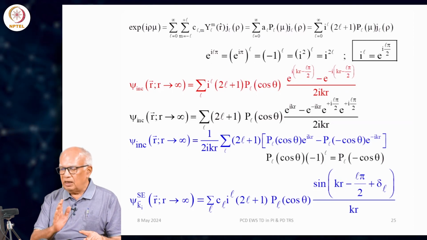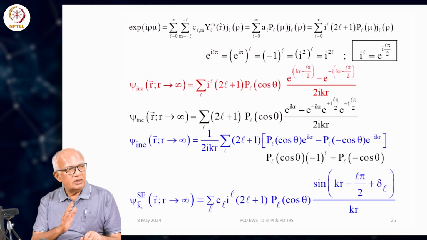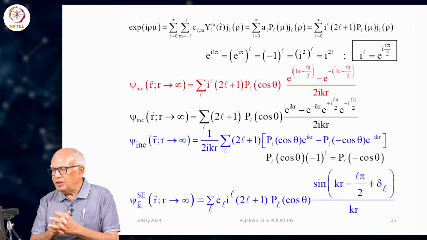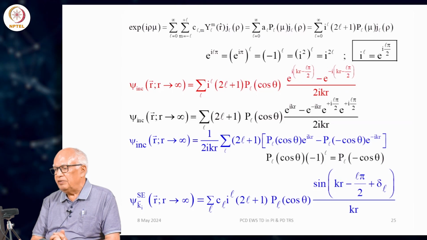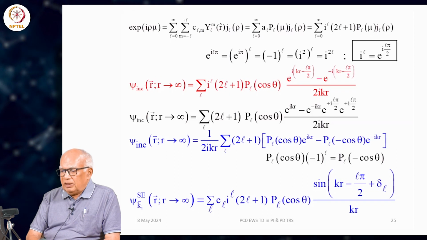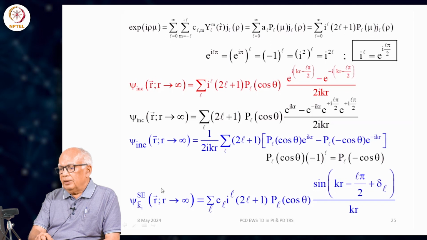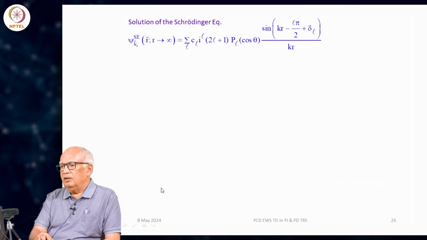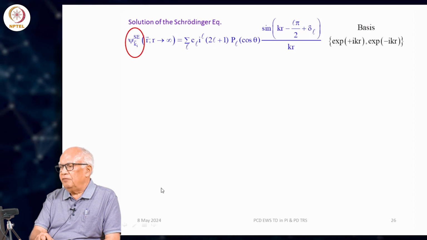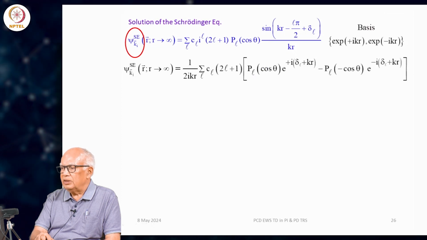So, kr minus L pi by 2 is coming from there, and then when you switch on the potential, there is an additional phase shift which is due to the target. All this information about the target is sitting in the scattering phase shift delta L. So, this is your solution, except that it is only formal. The coefficients CL are to be chosen appropriately, so that this will match with the phenomenological solution, as I called it this morning.